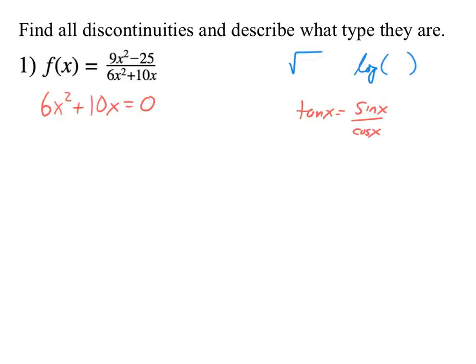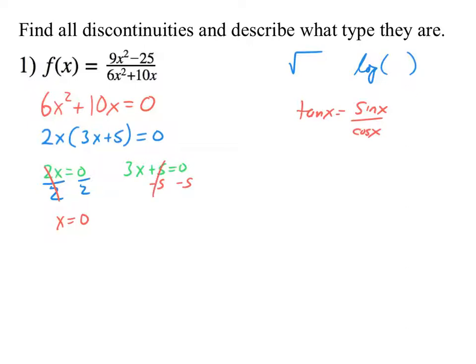So let's find out where the denominator of this equals 0. I'm going to pull a GCF of 2x out, leaving me 3x plus 5. Then we set each piece equal to 0. It's called the zero product property, because when you multiply two things, one of these has to equal 0 for the answer to be 0. So for this one, we divide each side by 2, which leaves x equals 0. And for this one, we subtract the 5 first. We get 3x equals negative 5, and then we divide by 3, and we get x equals negative 5/3.